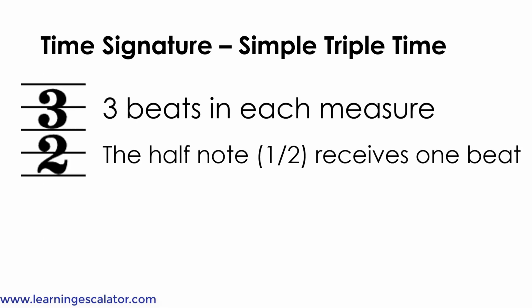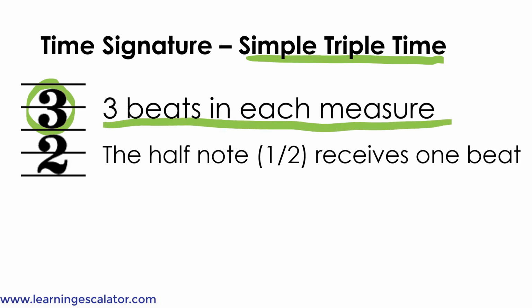Time signature, simple triple time. So simple triple time is when you have a 3 on the top. So there are 3 beats in each measure, and if there's a 2 on the bottom, that means the half note, which is 1/2, receives 1 beat.